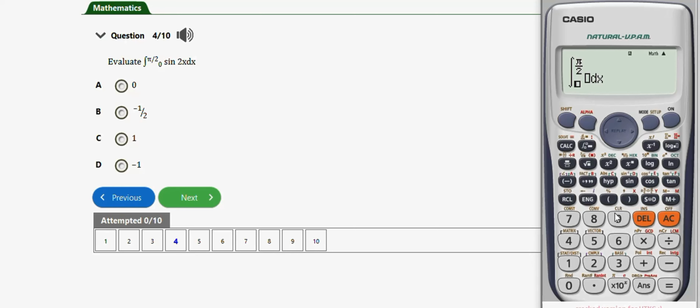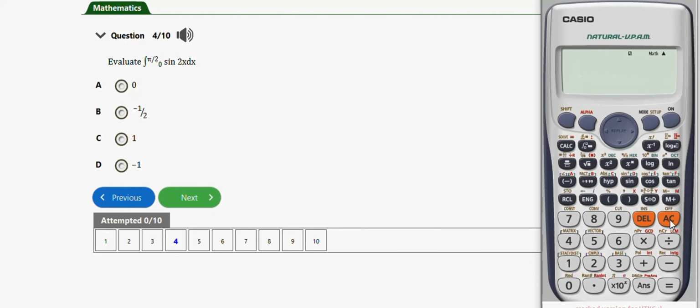Okay, we have the lower limit is 0. Come here and put the function. We have sin 2x. Okay, close the brackets. Yeah, so let's press equal to and see the output is going to give us. We have it to be 1. Option C, the right answer. It's as simple as this.